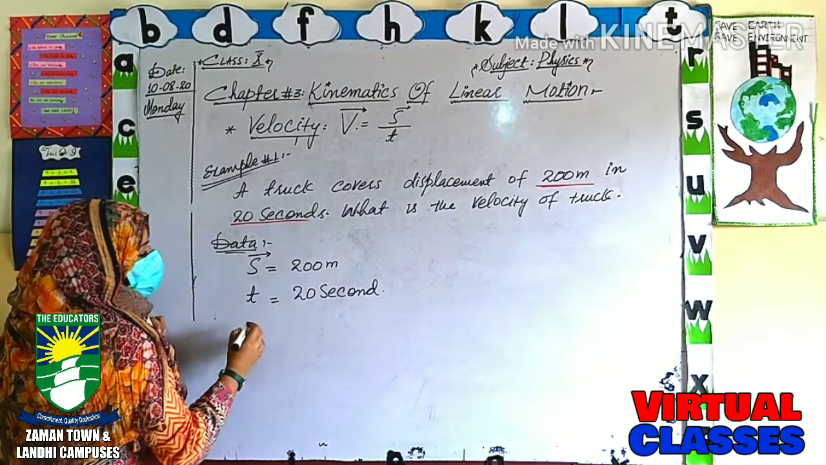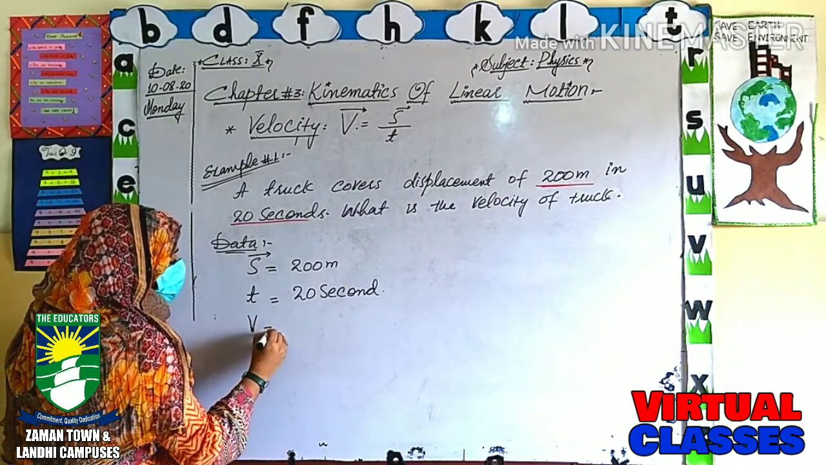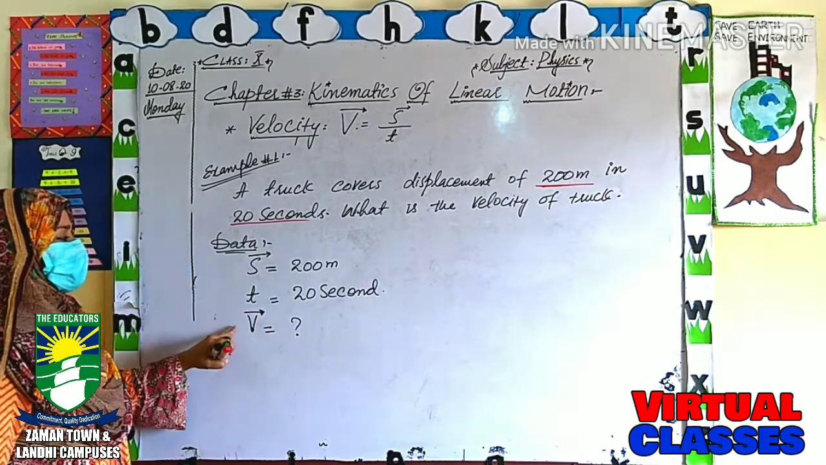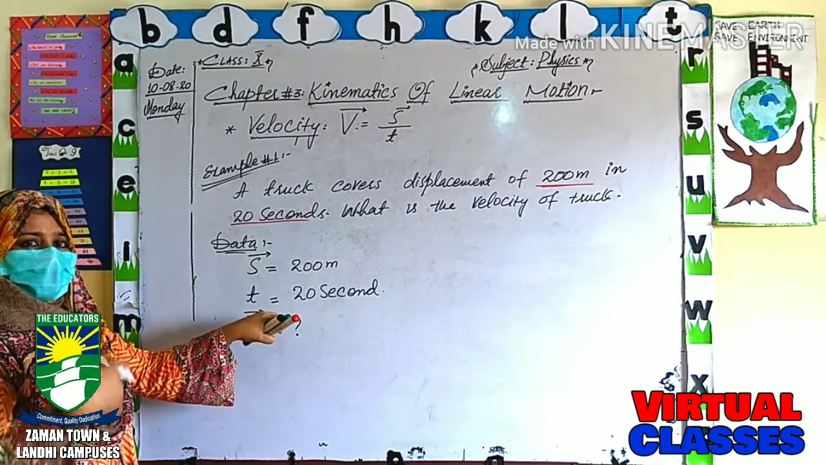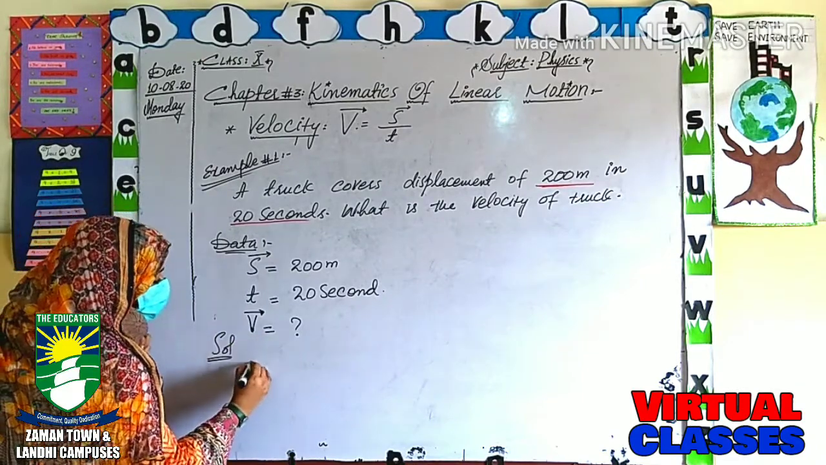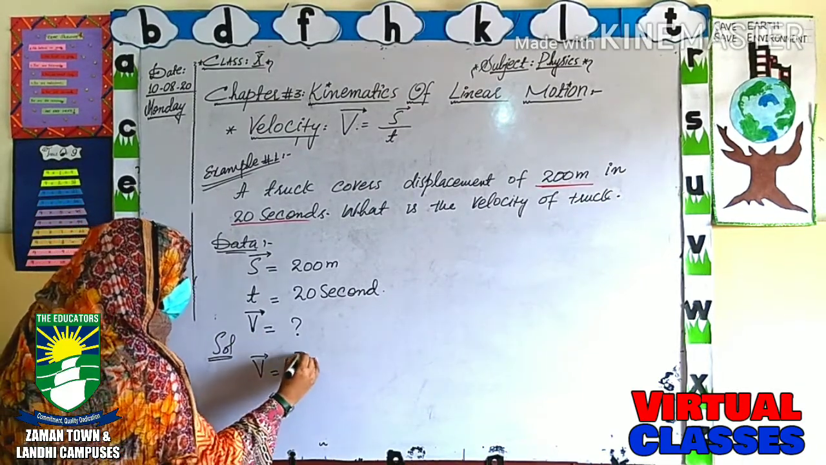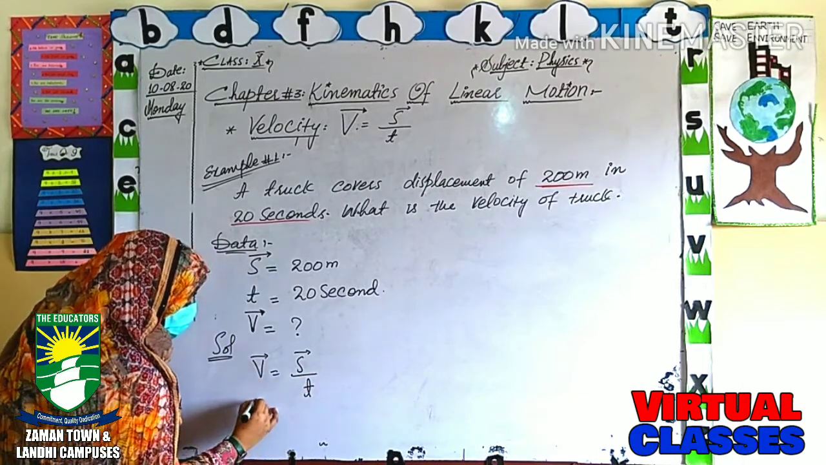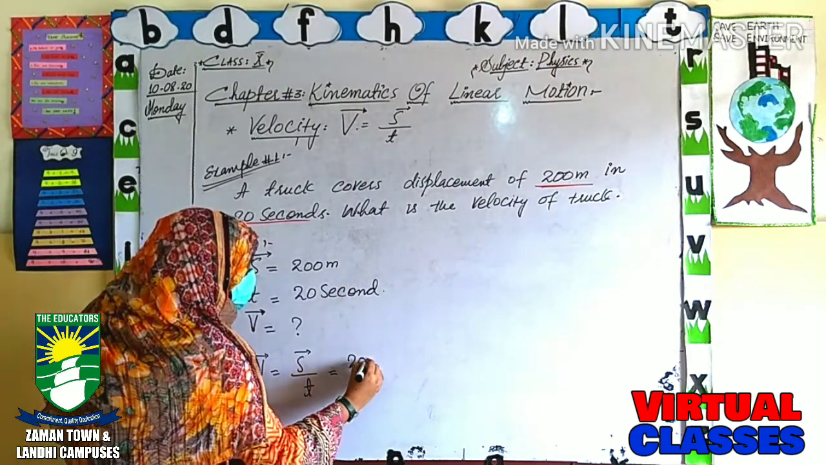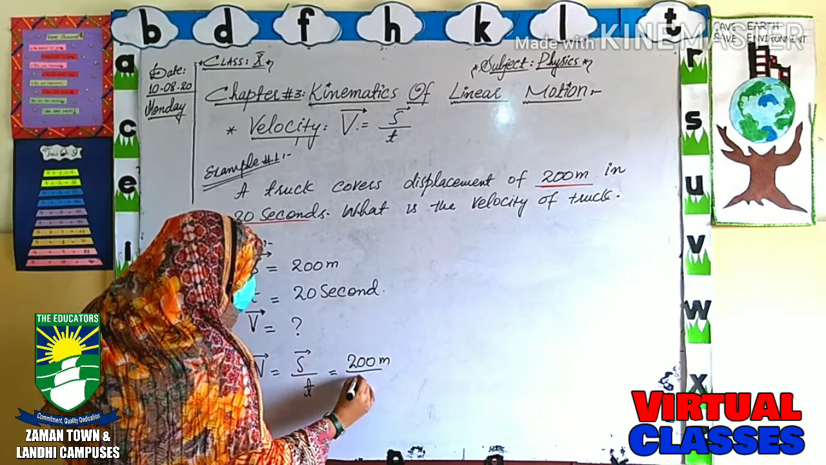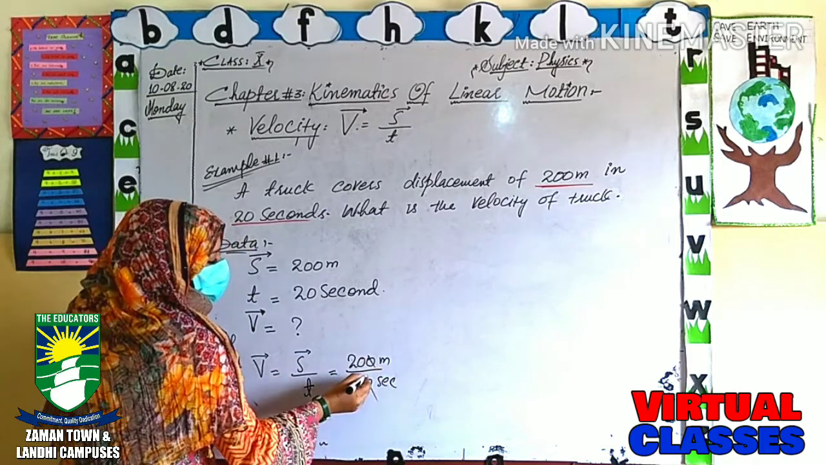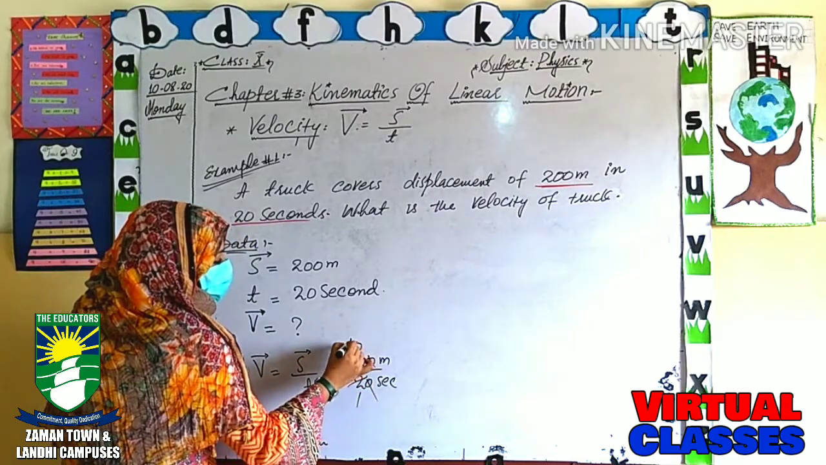Now what you have to calculate is the velocity, that is V equals to. Velocity is a vector quantity, so we mention an arrow on the head of V. In this solution, we know the formula of velocity: displacement or distance divided by time. In place of displacement, you write the given value, 200 meter divided by time, 20 second. The zeros cancel. 2 ones are 2, and 2 tens are 20.